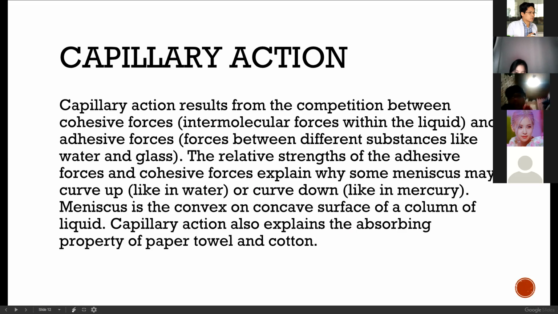Capillary action results from the competition between cohesive forces, intermolecular forces within the liquid, and adhesive forces, forces between different substances like water and glass. The relative strengths of the adhesive forces and cohesive forces explain why some meniscus may curve up like in water or curve down like in mercury. Meniscus is the convex or concave surface of a column of liquid. Capillary action also explains the absorbing property of paper towel and cotton.